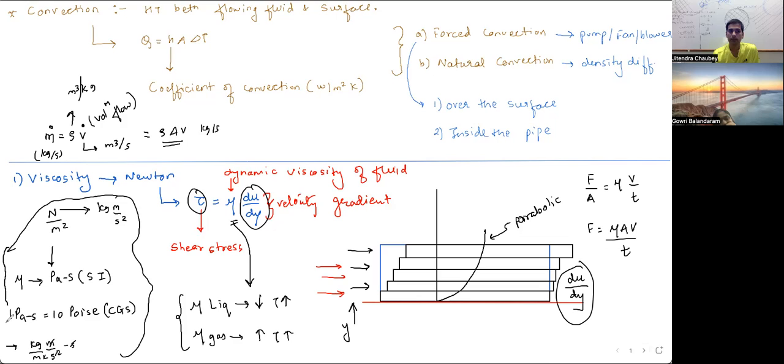Don't worry, once we go through numericals, I'll tell you. But what you should remember is the standard unit of mu is Pascal second, and Pascal is Newton per meter square. You know the Pascal, right? Another important formula is 1 Pascal second equal to 10 poise. That's it.